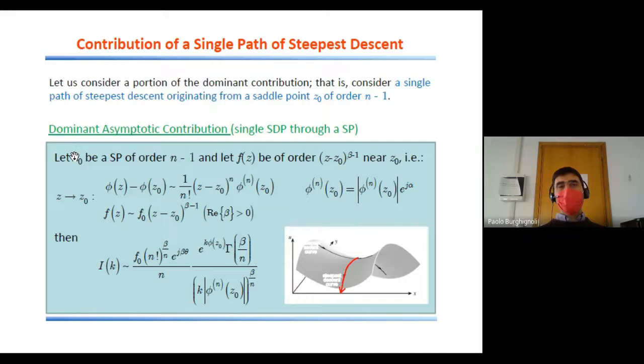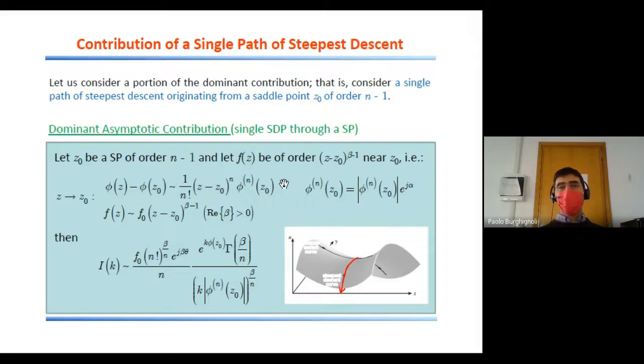So if z0 is a saddle point of order n-1, small n-1, and we let the function f occurring inside the integral be locally well represented by some power (z minus z0) to the exponent beta minus 1 in the vicinity of the saddle point. That is, we are explicitly assuming that phi of z minus phi of z0 is locally represented by this term in the Taylor series expansion.